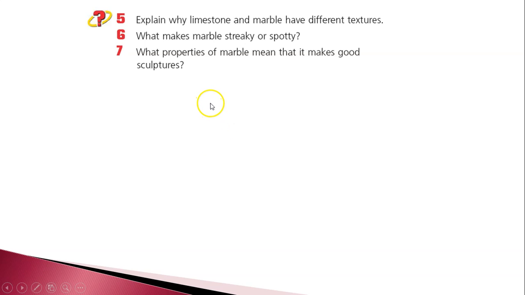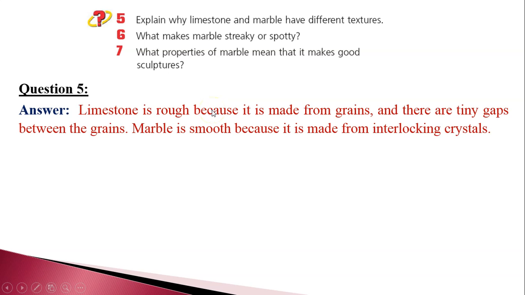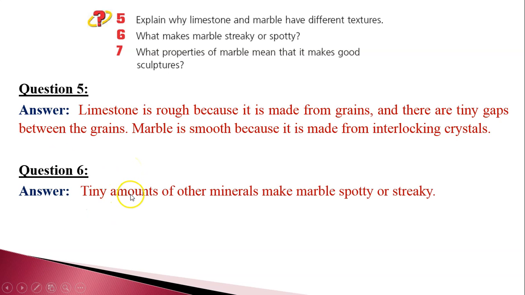Question number 5. Explain why limestone and marble have different textures. As already discussed, limestone is rough because it is made from grains and there are tiny gaps between the grains. Marble is smooth because it is made from interlocking crystals. What makes marble streaky or spotty? It is because of the tiny amounts of other minerals that make it spotty or streaky.